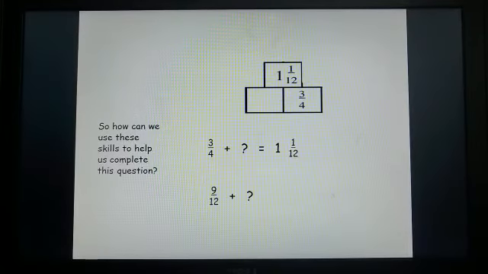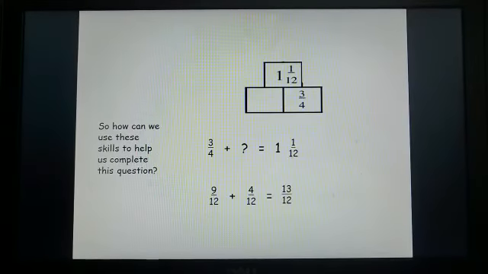So 9/12 add something is going to equal 1 1/12. Now I need to change this into an improper fraction. So I know 1 whole is 12 twelfths. And I've got 1 whole there, and I've also got 1/12. So 12 add 1 will give me 13/12. I can now add my fraction. So 9/12 add something will equal 13/12. What is it? Well, we know that 9 add 4 will give me 13.